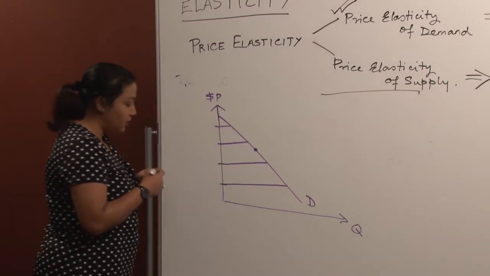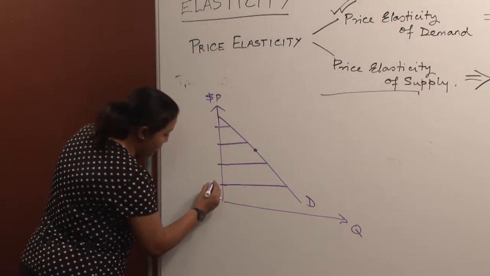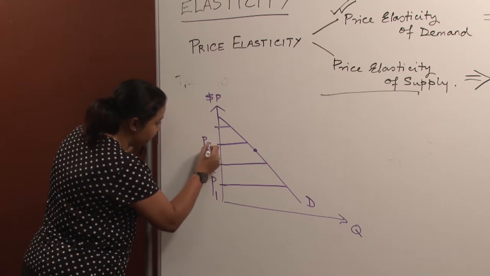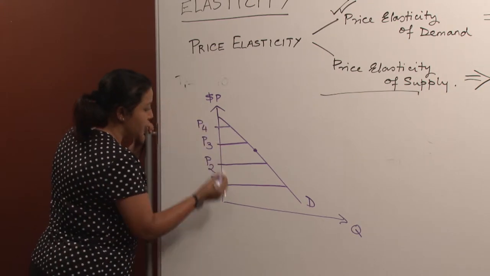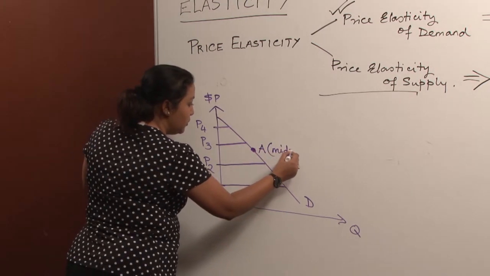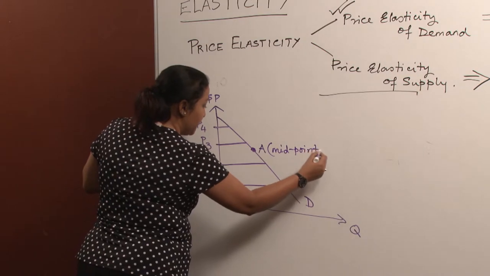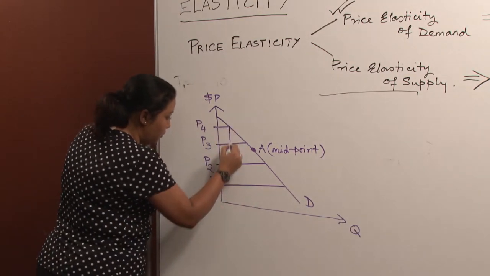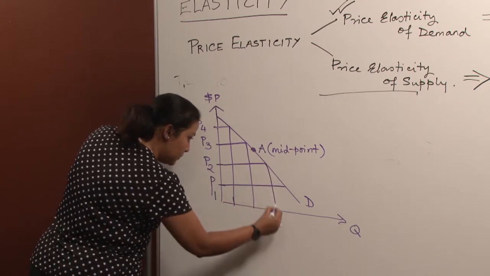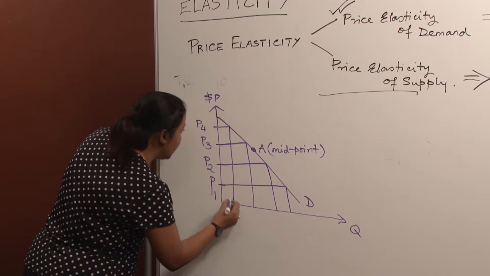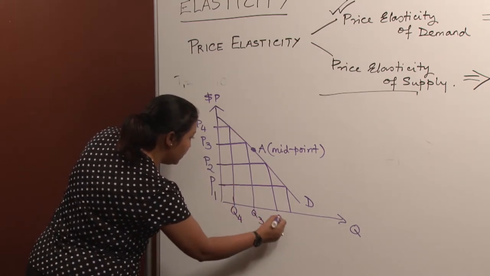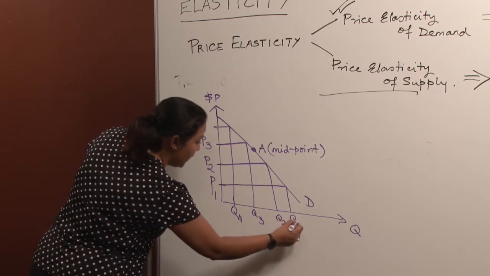Now let me take four price points. So I'm taking four price points P1, P2, P3, P4. Let me call this point A. Point A is basically the midpoint of the demand curve. And corresponding to the four price points, let me take four quantity points, which is Q4, Q3, Q2, and Q1.